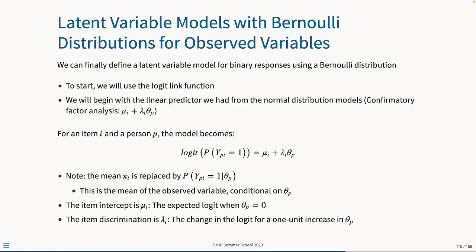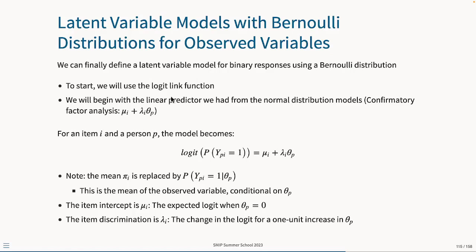So we're going to now begin with latent variable models for Bernoulli variables. Finally, we're here, day 2. We'll start with the logit link function. And we're going to begin with that linear predictor. Remember, the term linear predictor means the part that does the prediction. So it's the part, like in a linear model, like we're predicting y, it's the part that doesn't include error. Right? It's all the predictors, the intercept, and the regression coefficients.